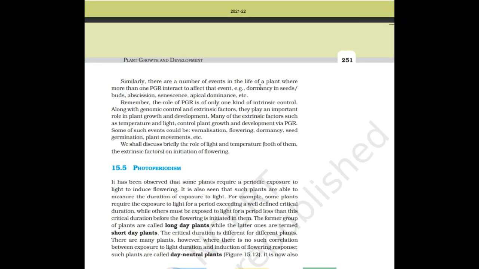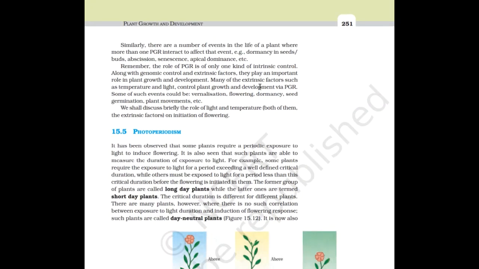Similarly, there are a number of events in the life of a plant where more than one plant growth regulator interacts to effect that event. Examples: dormancy in seeds and buds, abscission, senescence, apical dominance, etc. Remember, the role of plant growth regulators is only one kind of intrinsic control, along with genomic control and extrinsic factors. They play an important role in plant growth and development.